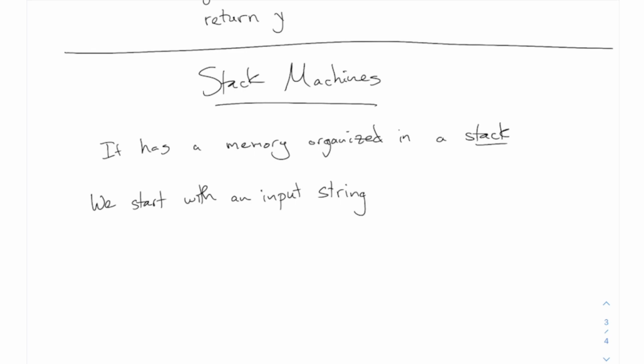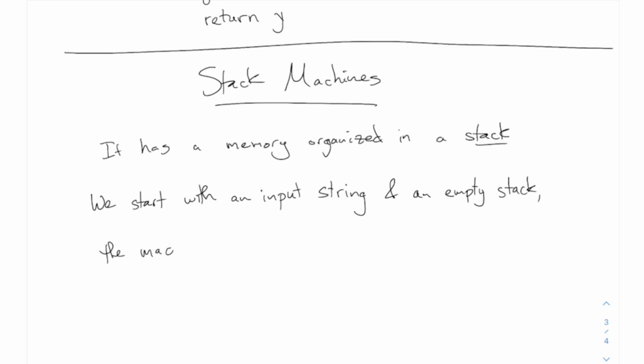When the machine begins its computation, the stack, which is its memory, is empty. So we start with an input string and an empty stack. Just like a DFA or NFA, the stack machine reads the input string one letter at a time, left to right, and each time, rather than moving from one state to another on a diagram, it changes the stack. It can either add stuff into the stack or remove stuff from the stack.